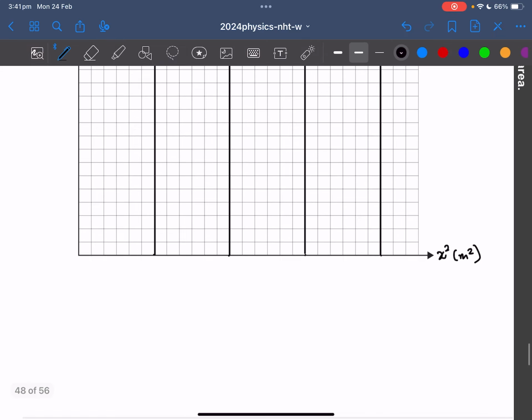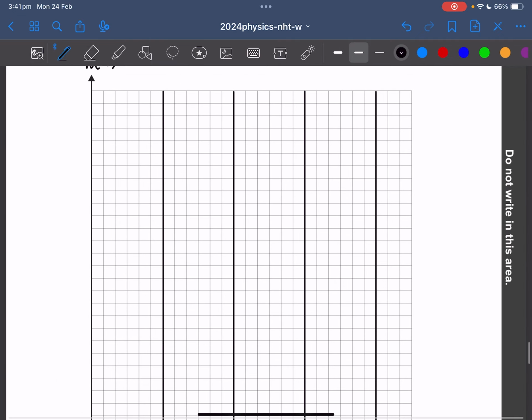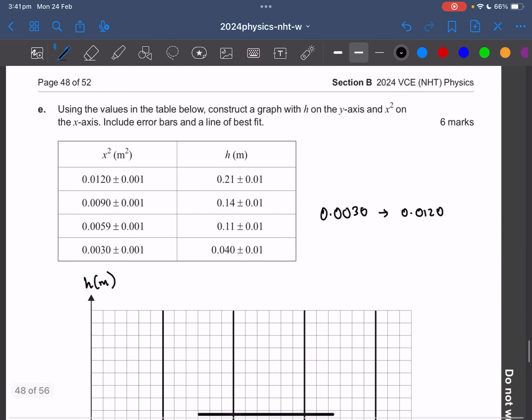Okay, but before that, let me label all of this. So 0.0030, 0.0060, 0.0090, 0.0120, and then so on. And now for y, or the height, we are going from 0.04 all the way to 0.21.